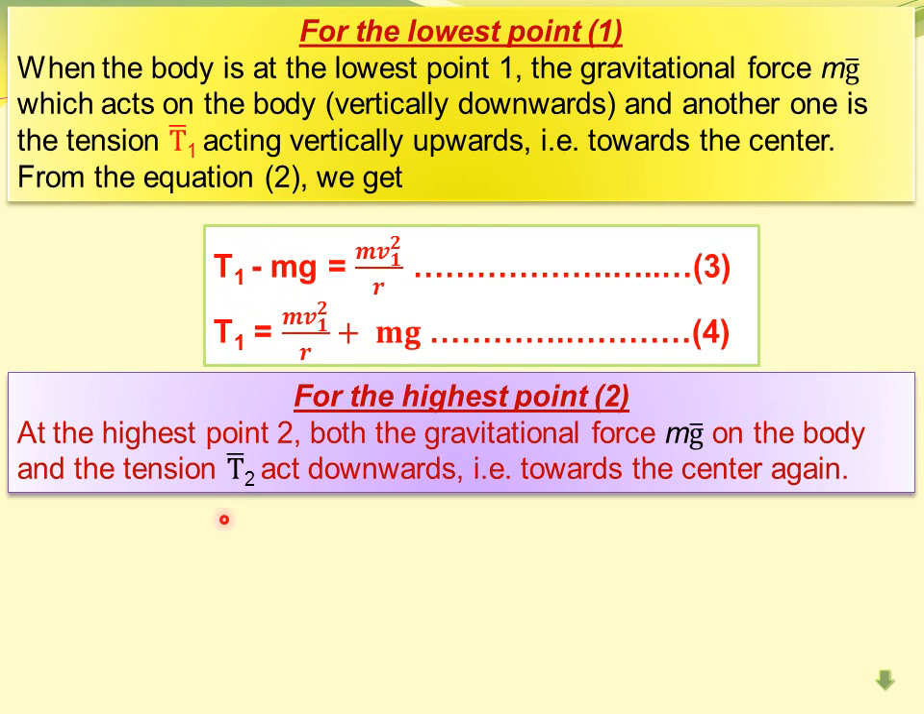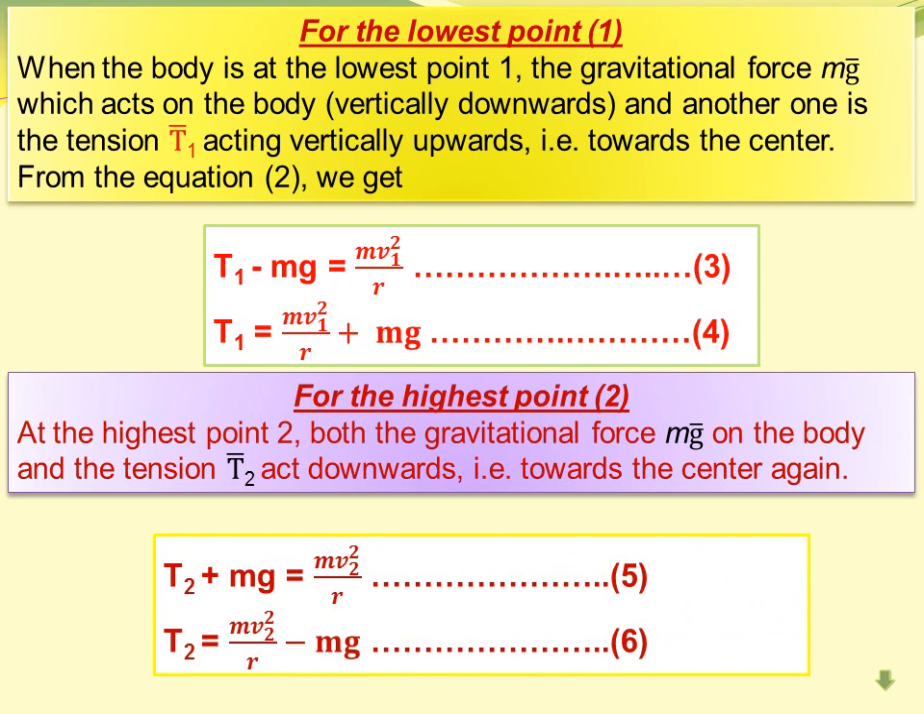For the highest point 2, both the gravitational force mg on the body and the tension T2 act downwards, that is towards the center again. So T2 plus mg is equal to mv2 square divided by r. Therefore T2 is equal to mv2 square divided by r minus mg. We take this plus mg to the other side, and so we put a negative symbol. Let's take these as equation numbers 5 and 6.